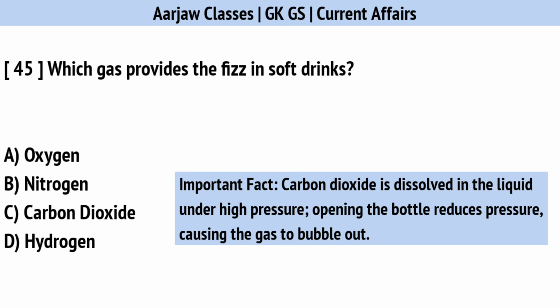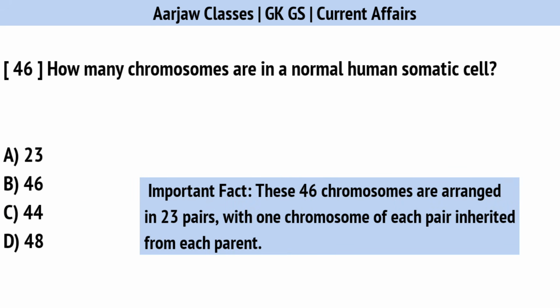Which gas provides the fizz in soft drinks? Correct option is C, carbon dioxide. How many chromosomes are in a normal human somatic cell? Right option is B, 46.